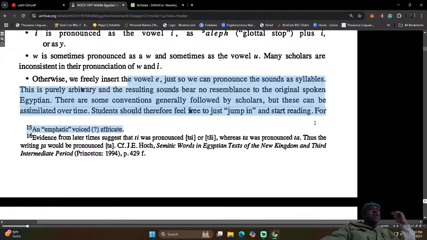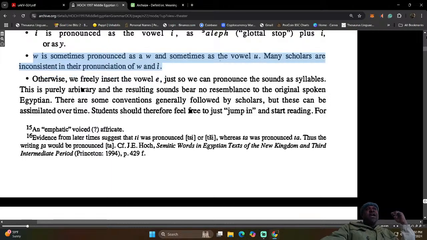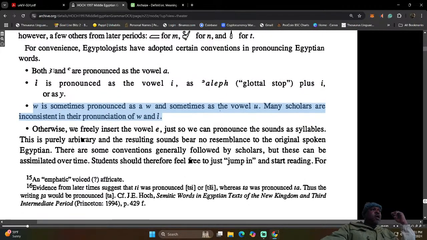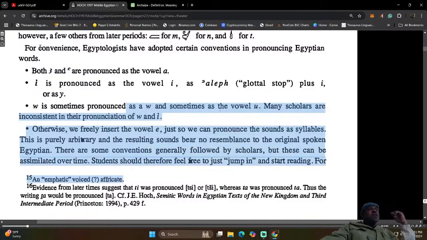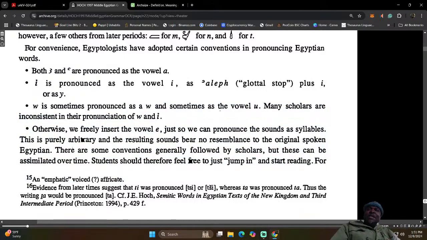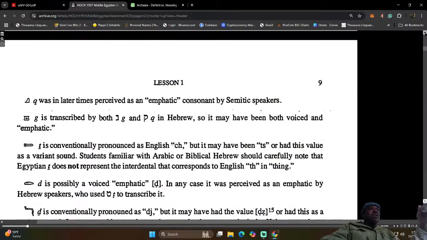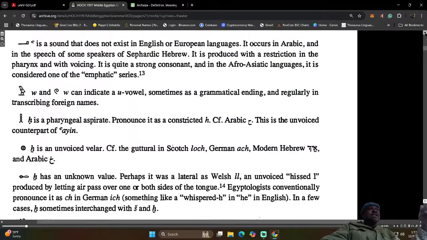And we definitely need to talk about these two right here. Matter of fact, I'm going to go up one more. All three of these bullet points, all right? Look, please understand this. We say this over and over. And don't act like they don't say this right here in the book. For convenience, Egyptologists have adopted certain conventions in pronouncing Egyptian words. Now look, both the three and the other ones that we talked about when y'all thought I was fumbling and bumbling, but I was telling y'all, trust me, just take it as an A.